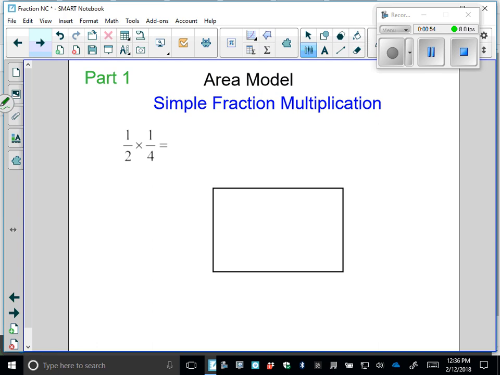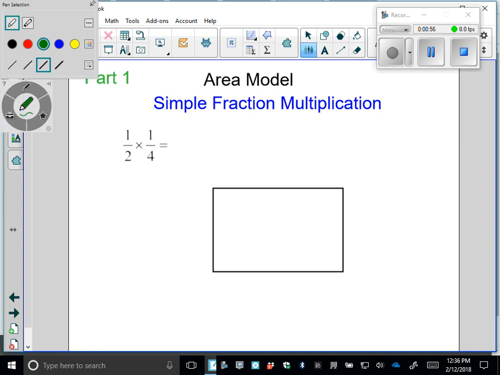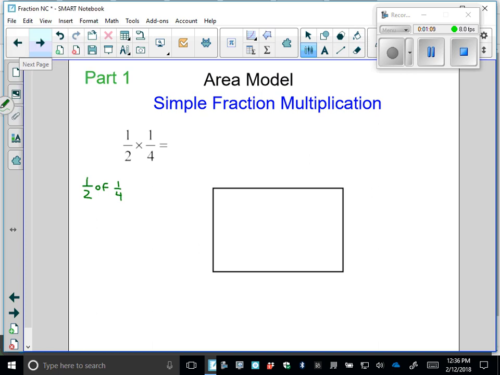So when we look at 1/2 times a fourth, we think of that as half of 1/4. A lot of us can do that with mental math, but we're going to start with an easy example and show how to apply the area model to that.